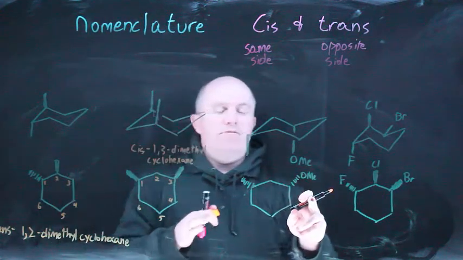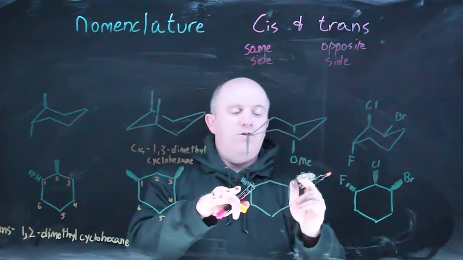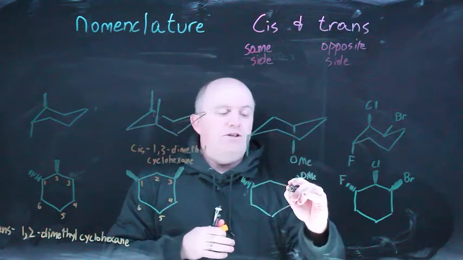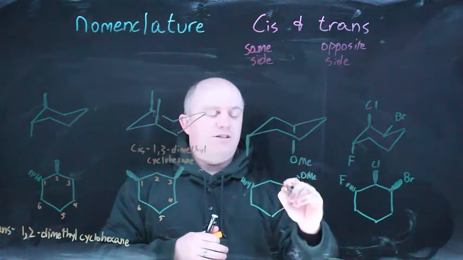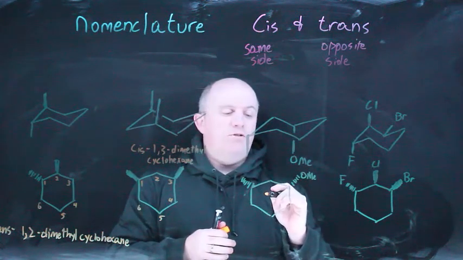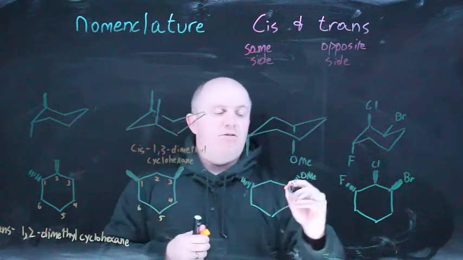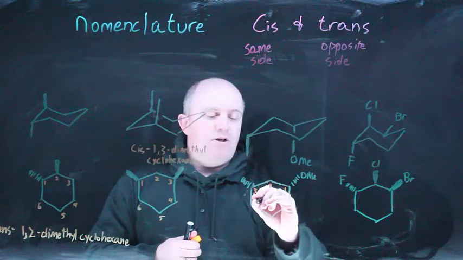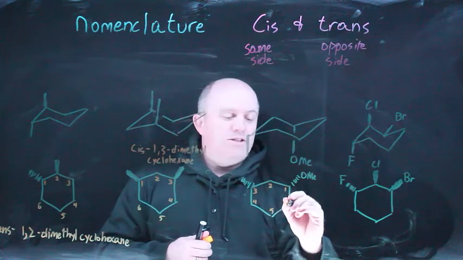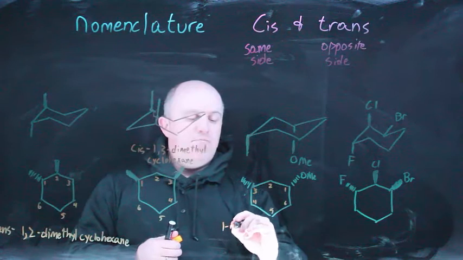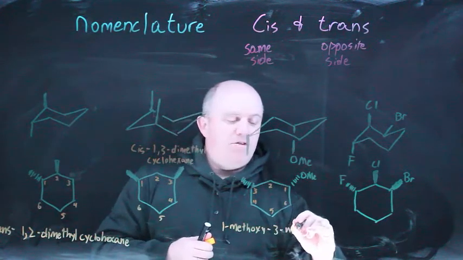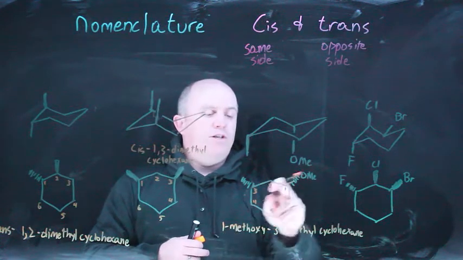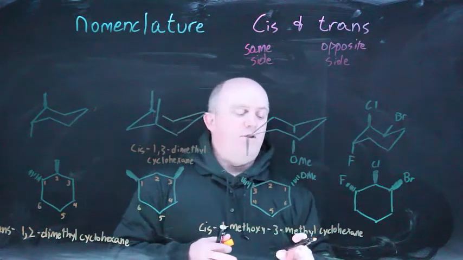Here, now we have a different possible set of priorities. You could number this as 1, 2, 3, 4, 5 around the ring, or you could number this as 1, 2, 3, 4, 5, 6 around the ring that way. Here, what I would do is call this a methoxy versus a methyl, and so I would number this as 1, 2, 3, because again, you're trying to have the lowest possible numbers overall. So this is going to end up being a 1-methoxy-3-methyl cyclohexane. And what I'm going to have to do here is call this a cis-1-methoxy-3-methyl cyclohexane.